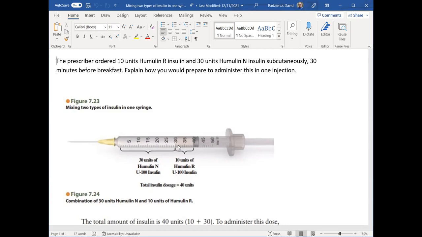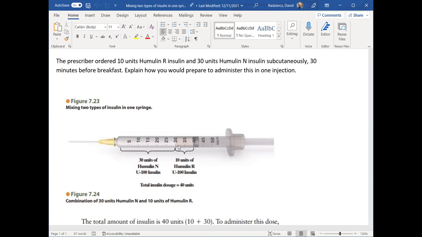But this is how they want you to mark a syringe, as if it's full and as if these are separated, but in reality they mix. Yeah, I don't make the rules, so I'm just telling you what I've been told.